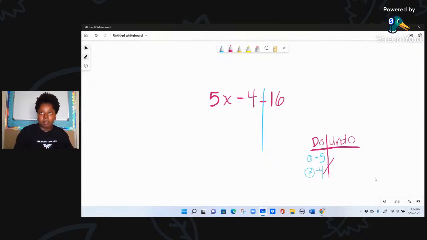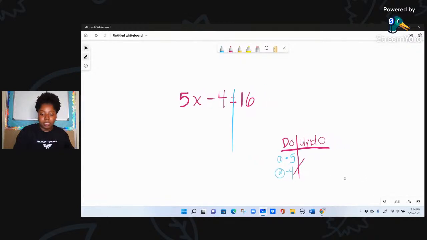I'm going to move my screen over a little bit so you guys can see. The last thing we did, this -4, is the first thing we take care of. So to get rid of this -4, I have to do the opposite operation. What is the opposite of -4? Tell me. Type it in the chat for me. What is the opposite of subtraction?